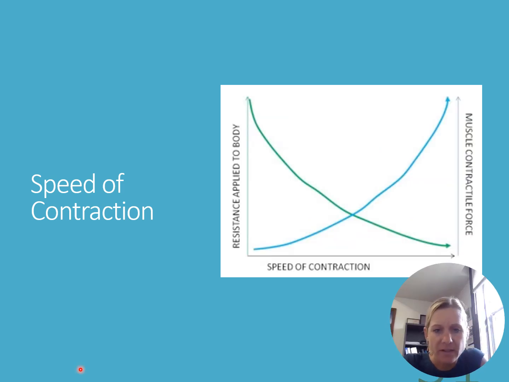Okay, so in this slide, we're taking a look at speed of contraction as it relates to resistance. So essentially, we're looking at this force velocity curve, but only considering what's happening on that concentric side of things. Okay, so here you can see resistance and speed are inversely related. Okay, so the more weight I'm trying to move, the slower I have to move it.